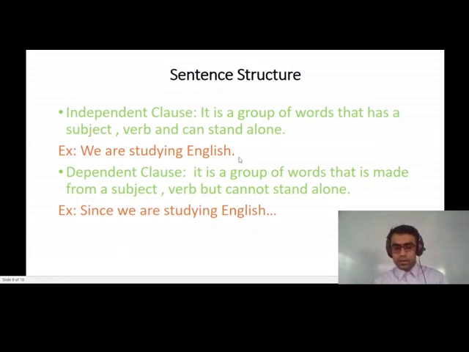Independent clause. What's an independent clause? An independent clause is a group of words that has a subject, verb, and can stand alone.